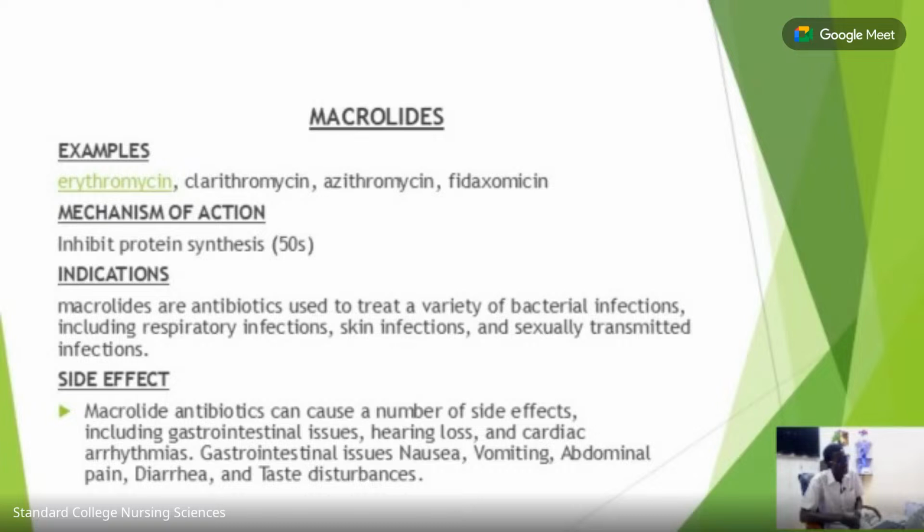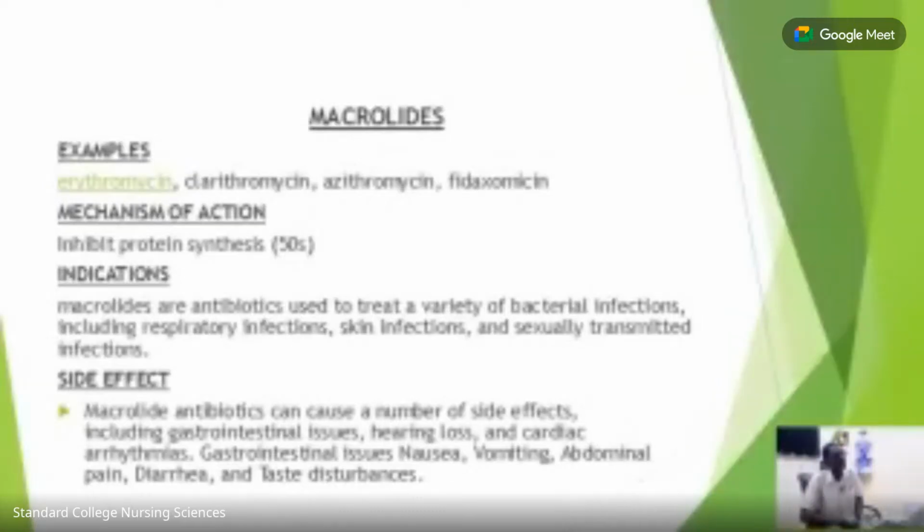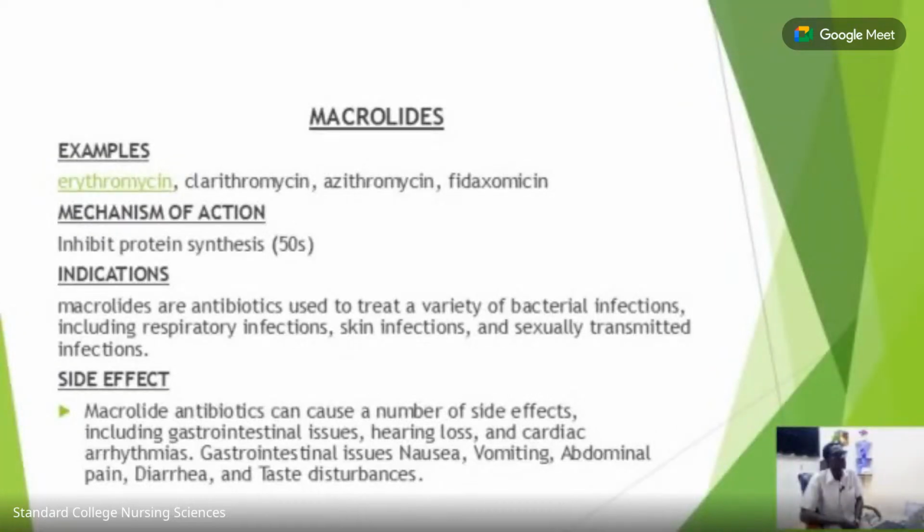Maybe you will be asked to taste sugar, you will not feel the taste, or salt, you will not feel the taste of the salt. So this is exactly what is going to happen after you administer any of these macrolides. So this is just that about macrolides. Let's go to the next one.